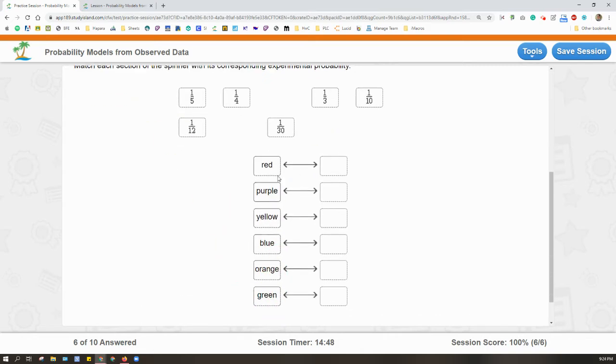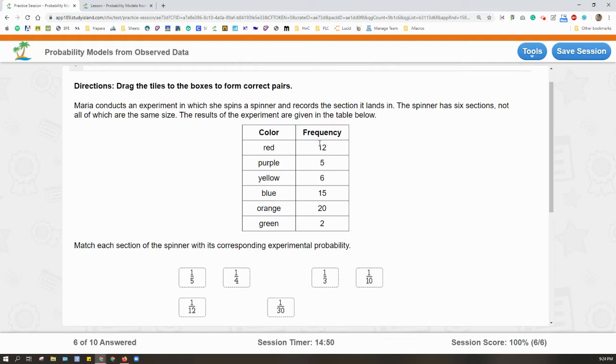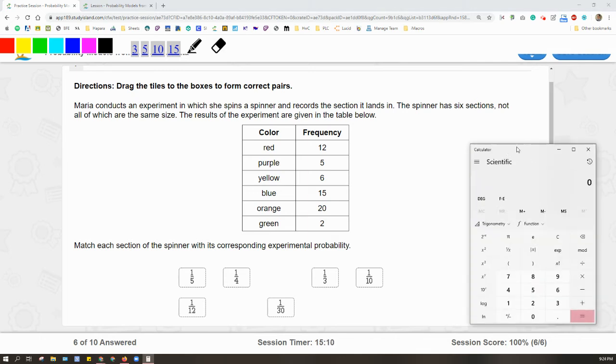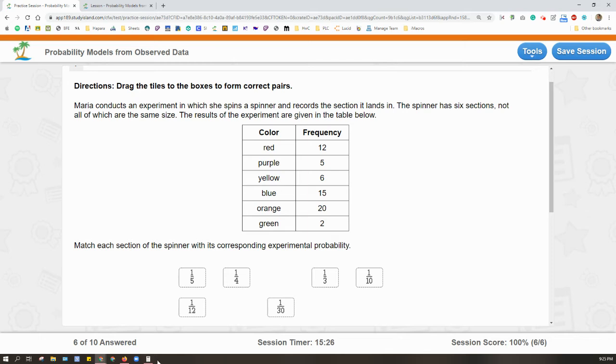So now let's calculate the probability for each one of these, one at a time. First, red was 12. 12 out of what? Well, we have to add those all together. So let's add all of these up. We'll punch them into the calculator. Start with red, 12, plus the 5 purple, plus the 6 yellow, plus the 15 blue, plus the 20 orange, plus the 2 for green. So 60. We did this experiment 60 times. So 60 was the total.